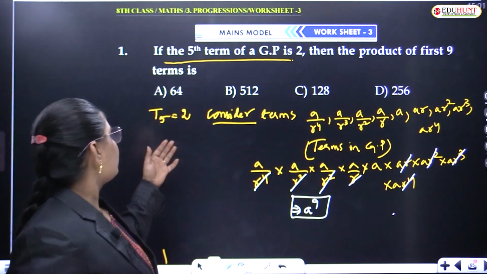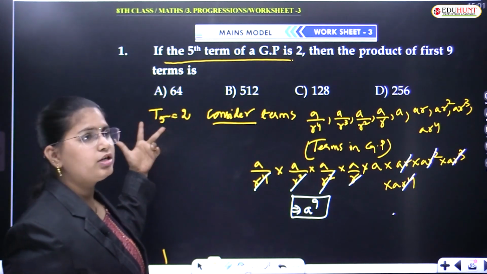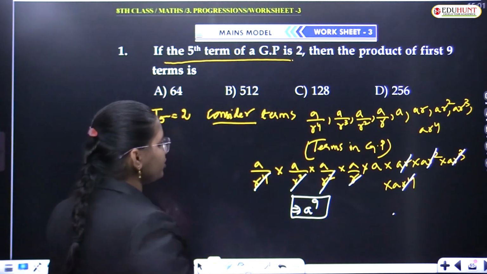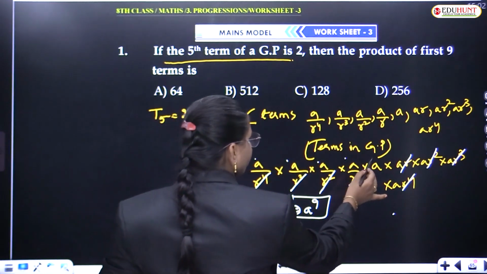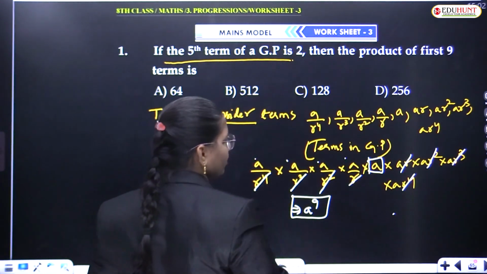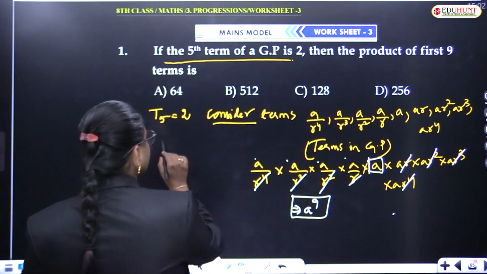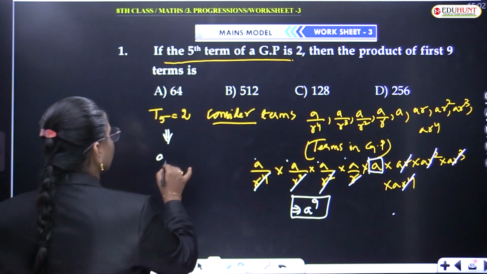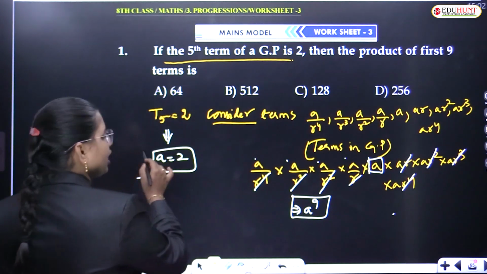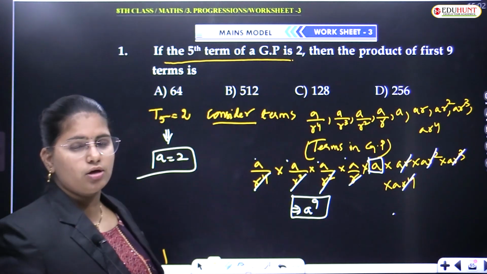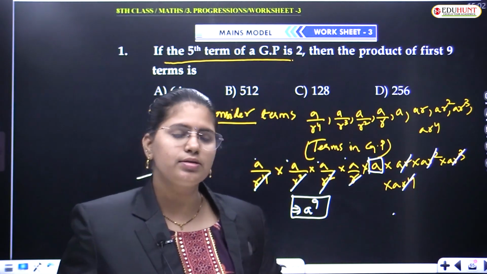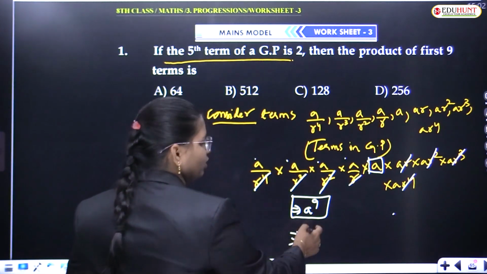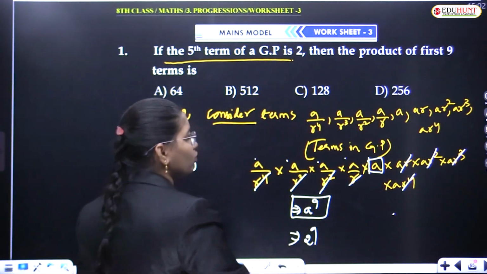So what is given? Given T5, the fifth term in the sequence, is nothing but 2. What is the fifth term in a sequence? 1, 2, 3, 4, 5. So this is my fifth term. So given A is equal to, as per the sequence given, A is equal to 2. So did you understand how I am equating both? Clear? Given A is equal to 2. I'll just substitute the A value in the above equation. It is 2 power 9.